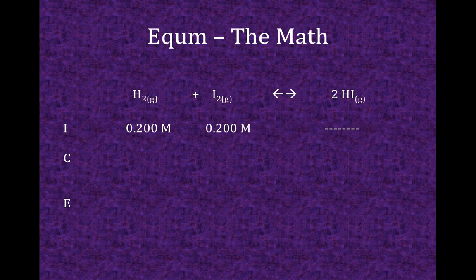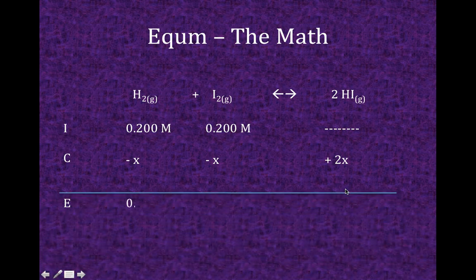Now, since we're not told what we have at the end, we've got to remember there's a 1 and a 2, and the coefficients matter. They're the stoichiometry, and they matter at this level, the level of changes. On the left side, we're going to get minuses. On the right side, we're going to get plus. Minus x, minus x, plus 2x, because we have a coefficient of 2. Now we're ready to just do the subtractions and this addition. So at equilibrium, we end up with this.